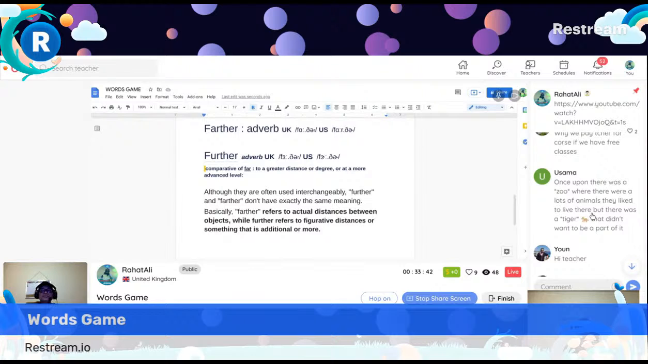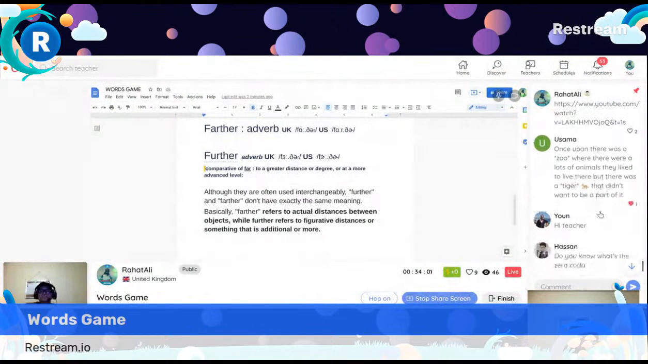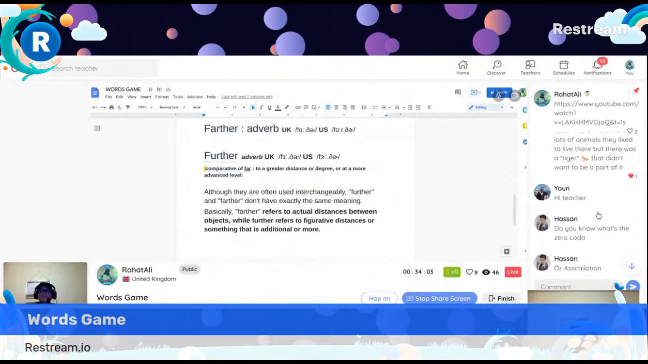Once upon a time, there was a zoo, comma, where there are lots of animals, comma, they like to live together. But there was a tiger that didn't want to be part of it. Good sentence, but you must use proper punctuation. Hello, you and welcome.